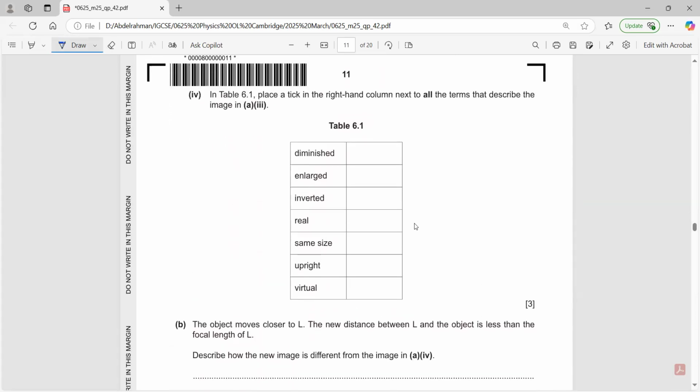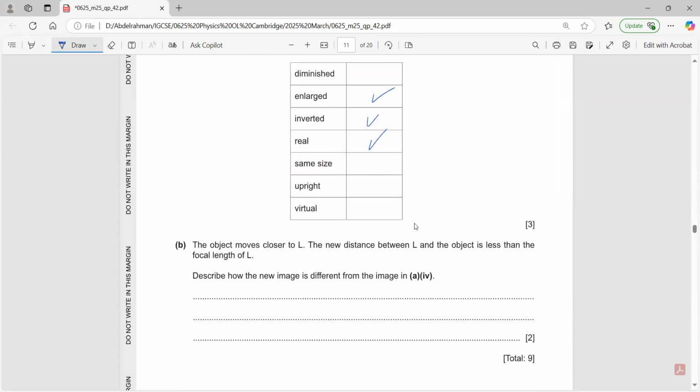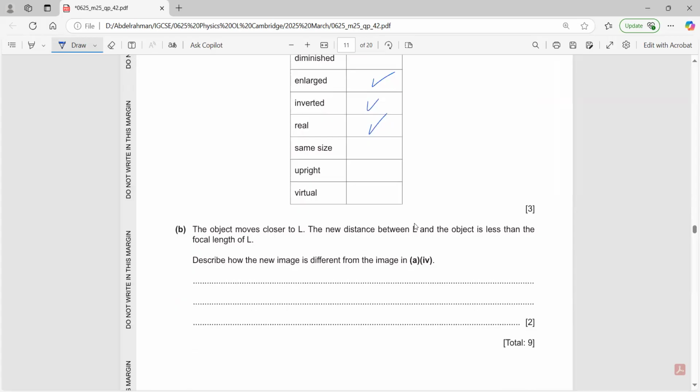It's enlarged. Yes, it is enlarged. It is inverted, and it is real. Yeah, enlarged, inverted, and real. Describe how the new image is different from the old image. The new distance between the object and the lens is less than the focal length. So the distance is now less than 3 centimeters. What will happen to the image formed?